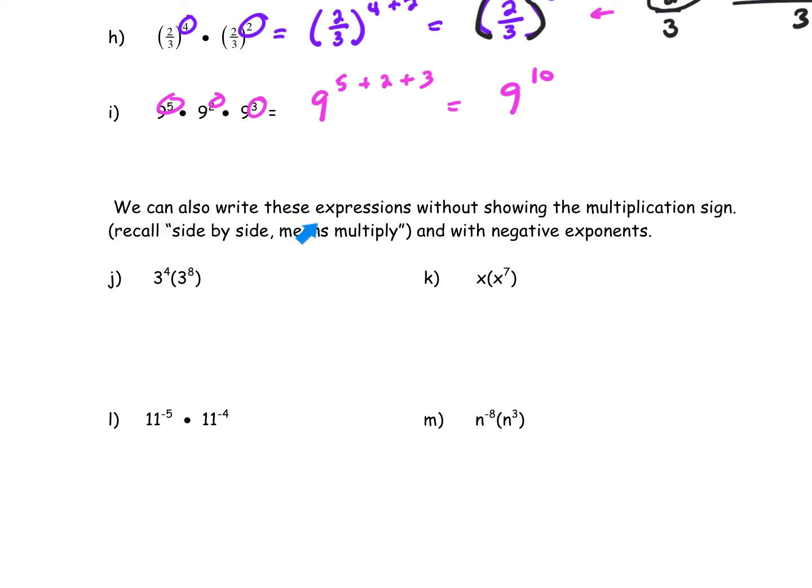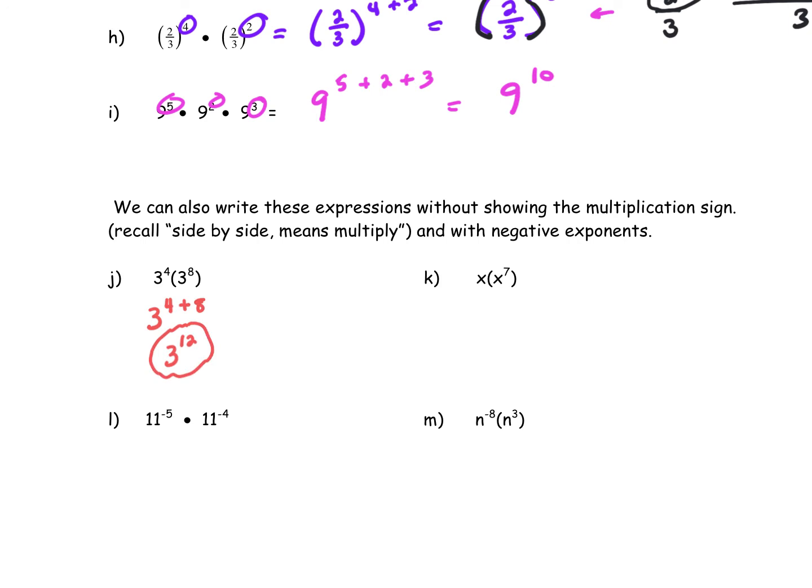We can also write these expressions without showing the multiplication sign, which would be the high school way. And if we recall, side by side means multiply. And we can write it with negative exponents. So let's try J and let's try M together. Once again, we can use this law of exponents because side by side means multiply. If I see multiplication, I have the same base, I add the exponent. So the final answer will be 3 to the 12th power.